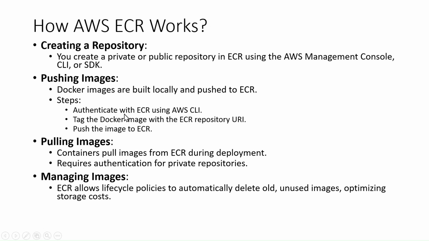Initially we need to authenticate with the ECR using the AWS CLI, then tag the Docker image. That is, whatever we are going to build, we need to tag it or provide a name to it, with the ECR repository URL, that is, the name of the repository which we created. By using this, we can push the image to the cloud, that is, Elastic Container Registry.